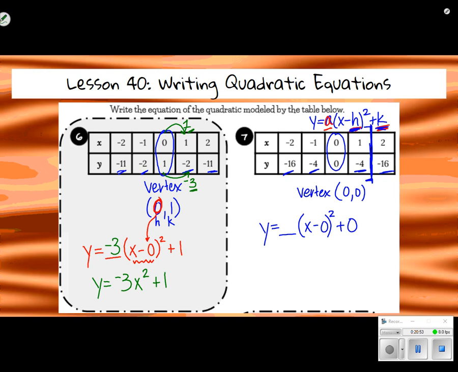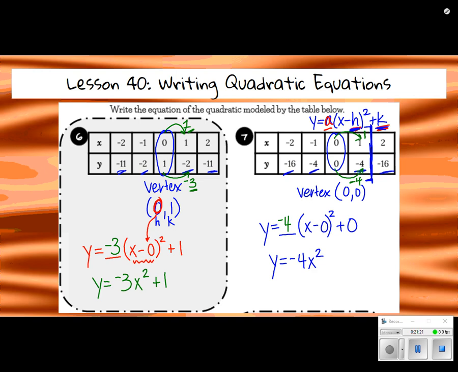Let's figure out the rate of change for the next x over. So to go from 0 to negative 4, I'm going to subtract 4. To go from 0 to 1, I'm going to add 1. That's a rate of change of negative 4 over 1, or negative 4. Let's clean it up if we can. y equals negative 4, this x minus 0 squared is just going to become x squared. Plus 0, don't need to write that.